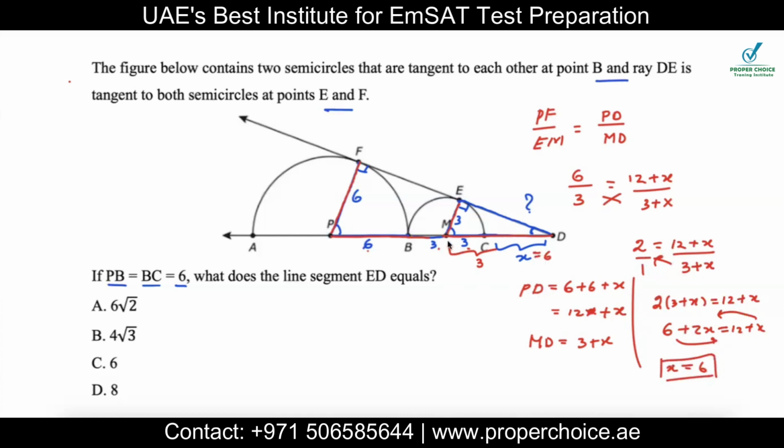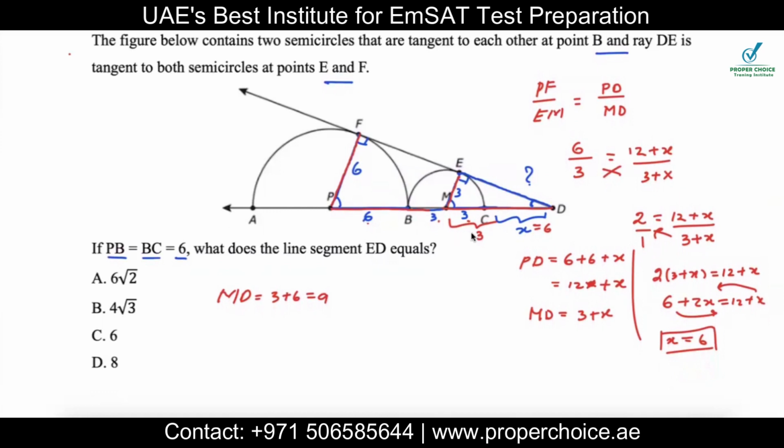Now what is the total length of MD? The length of M to D here is going to be 3 plus 6, which is 9. Now let's apply the Pythagorean rule, because the question asked us to find ED in a right angle triangle, which we are showing here. I know this length, and this length is also known to us. Apply the Pythagorean rule: the square of the side opposite to the 90 degree angle, that is MD, square is equal to ME square plus ED square.